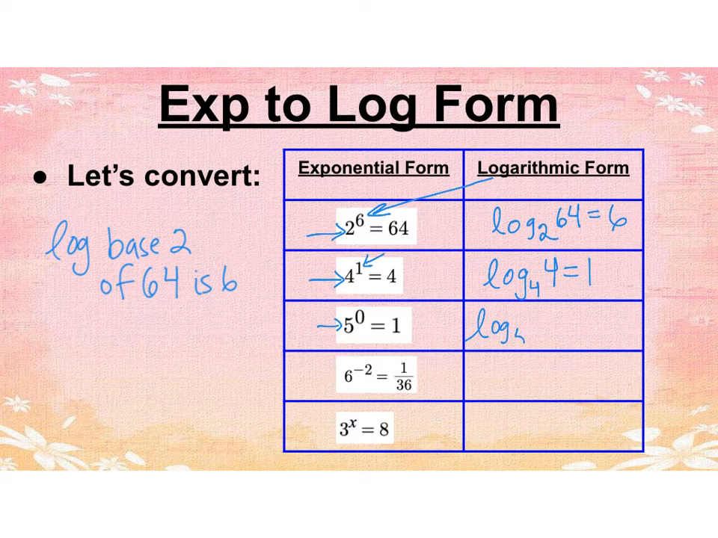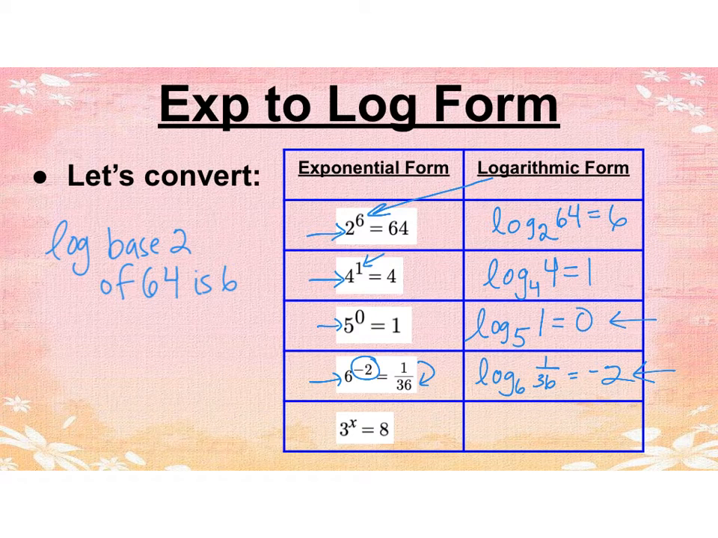Log base 5 of 1 is 0. So I can get logs to equal 0. That will be okay. 6 to the negative 2 is 1/36. We know that with negative exponents, it means a reciprocal. I'm going to keep my base 6. So I write it as log base 6 of 1/36 equals negative 2. So logs can equal negative numbers, and that's okay.